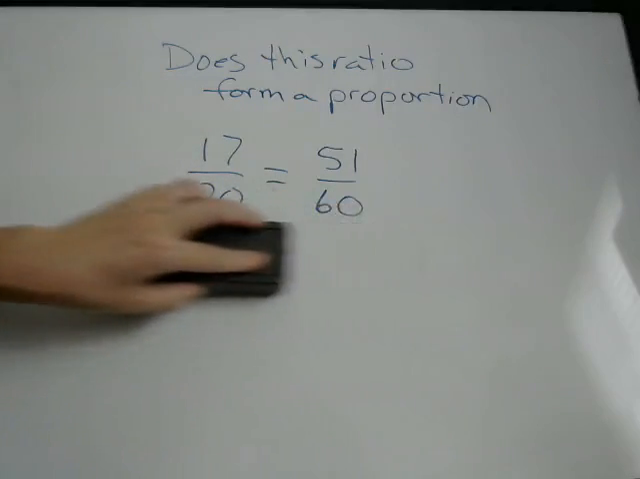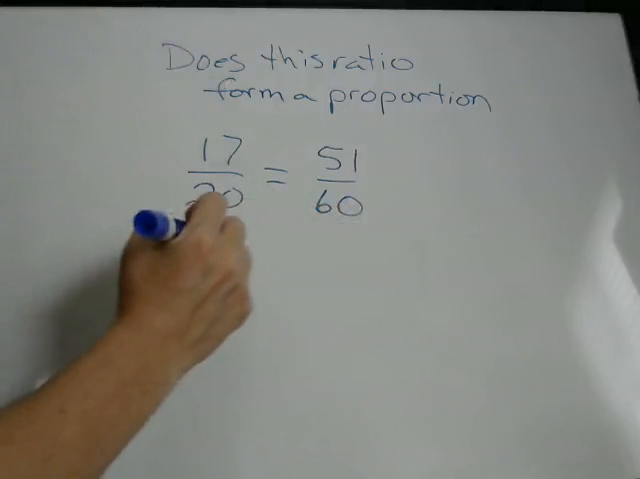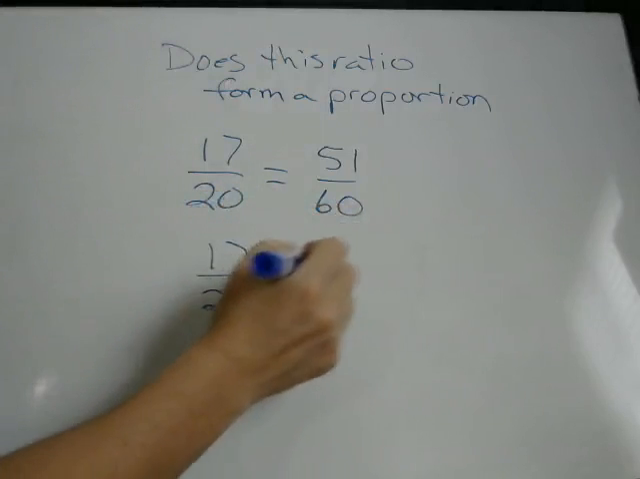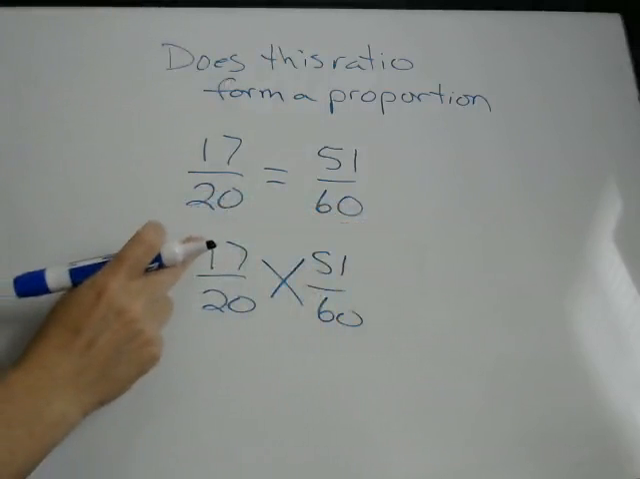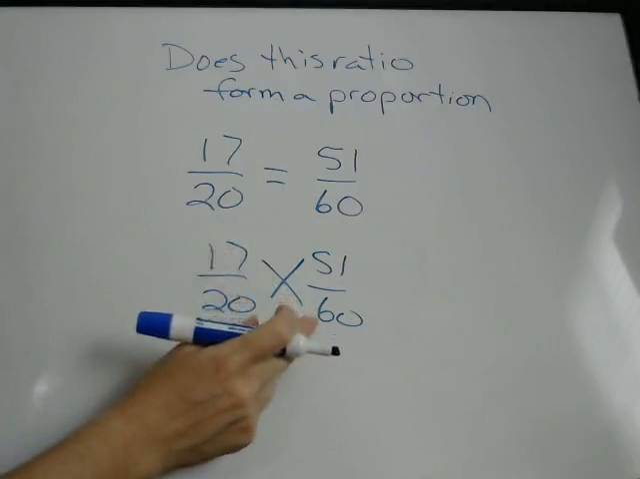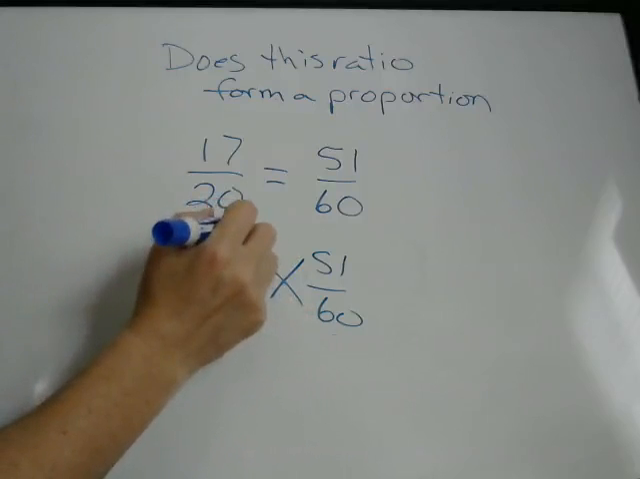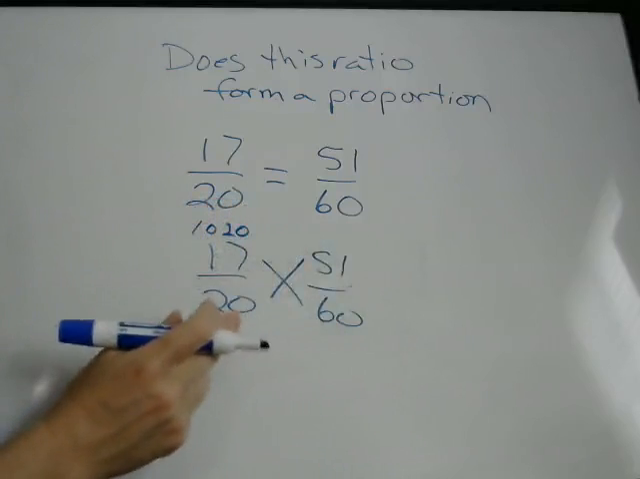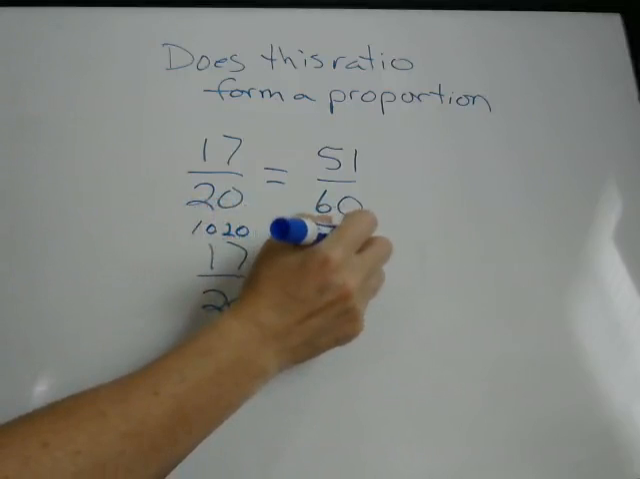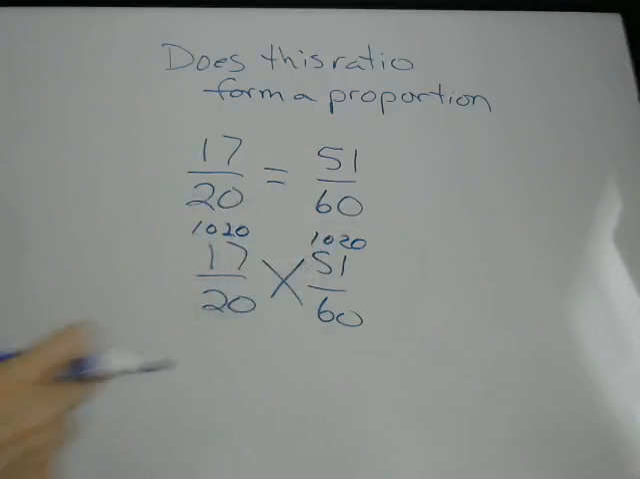The other way we can do this is as we did it before with cross multiply. So here we have 17 times 60, which is going to be 1020. 51 times 20 is 1020. So these two numbers are equal, so these two fractions are equal.